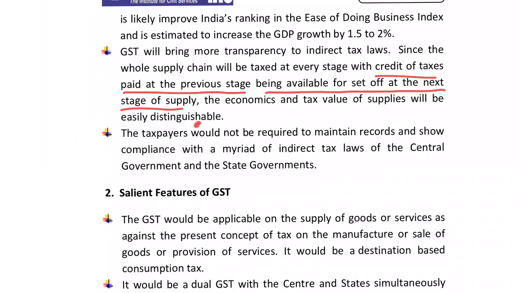But once the GST network is absolutely fine, then you can pay only that amount which you are supposed to pay. You need not pay additional at all. Then more money will be left with you. The taxpayers would not be required to maintain records and show, as there will be a centralized pool.